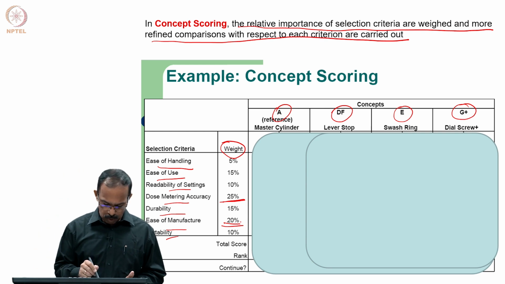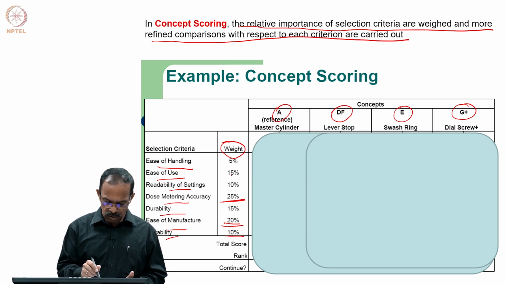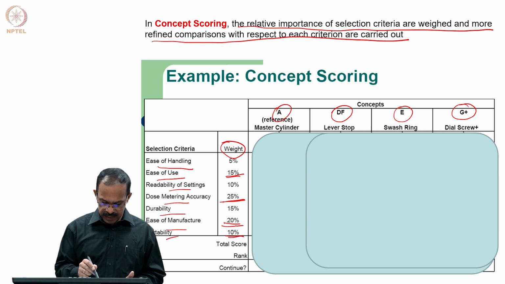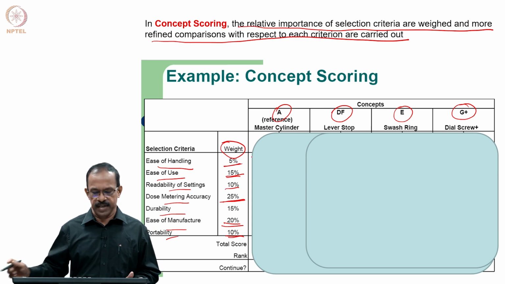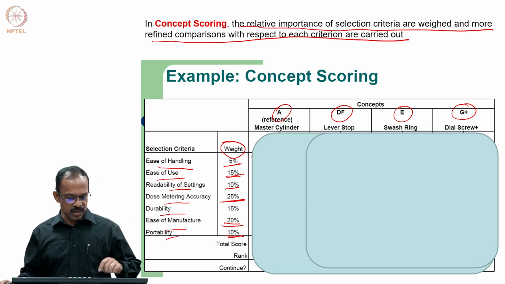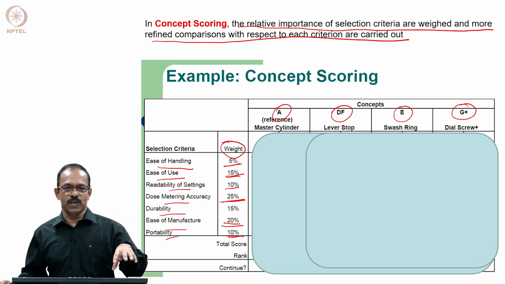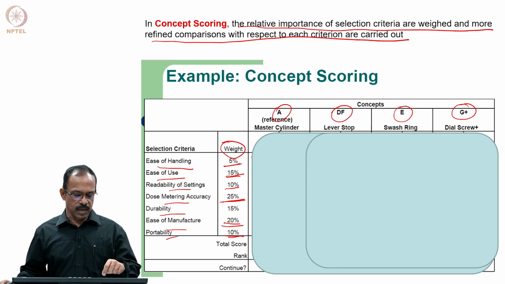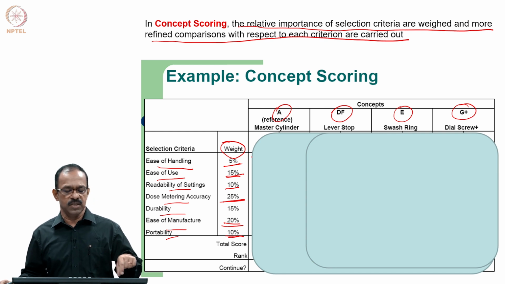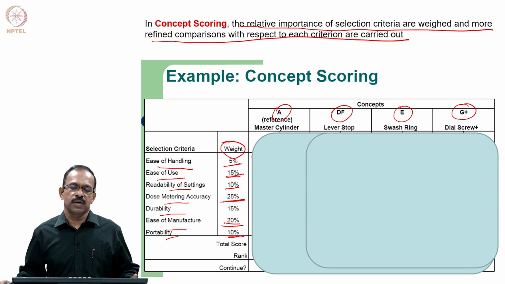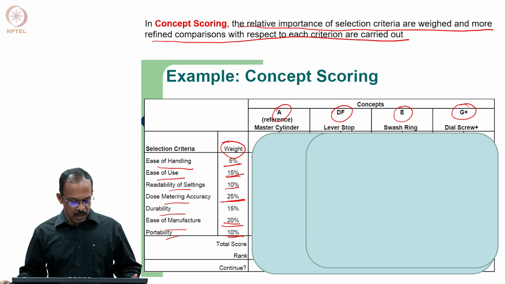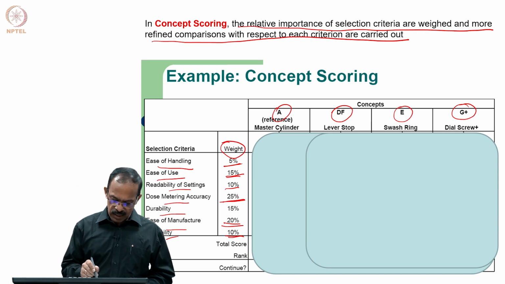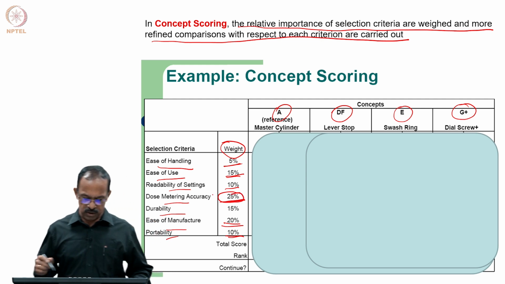Then we have the ease of use as the next one, then portability, readability, and finally the ease of handling. So, we give this weightage. The total weightage is 100. You divide them and give them weightage based on the design team's understanding. Now you can see the highest weightage is for dose metering accuracy.